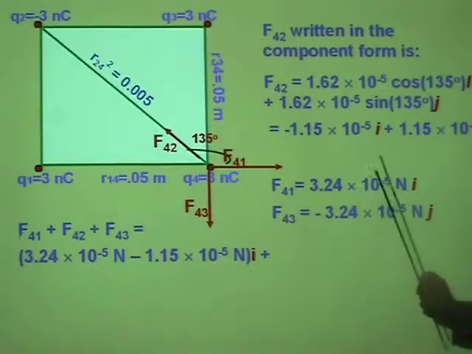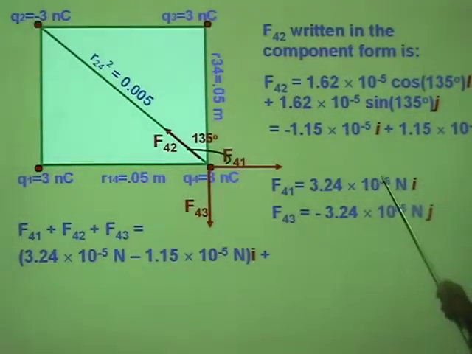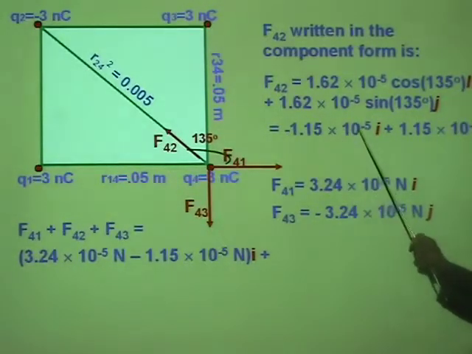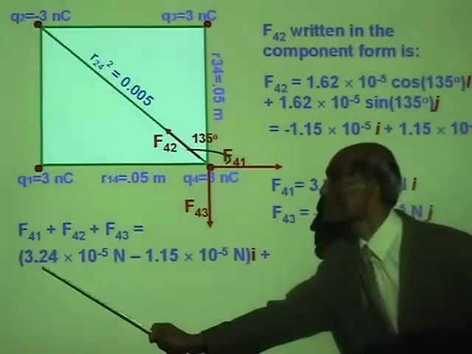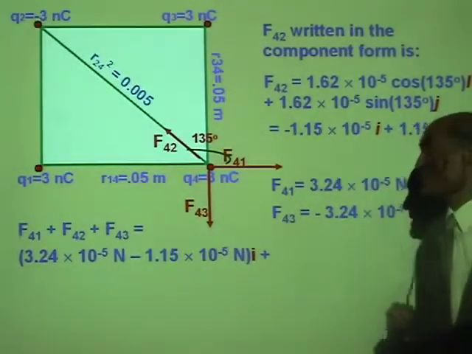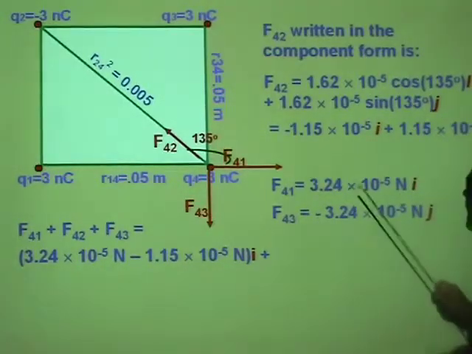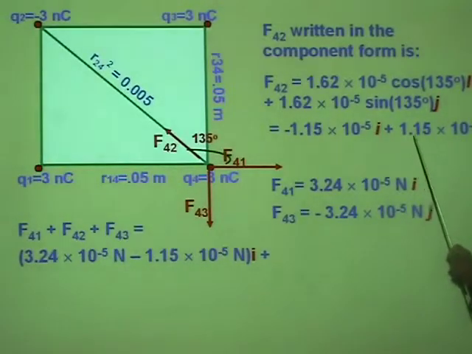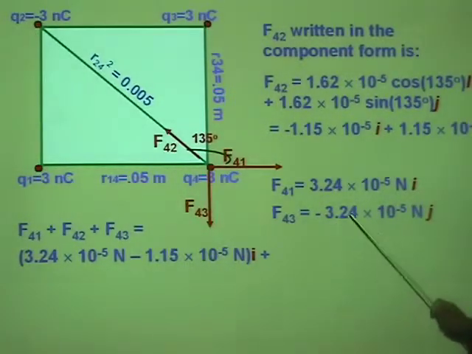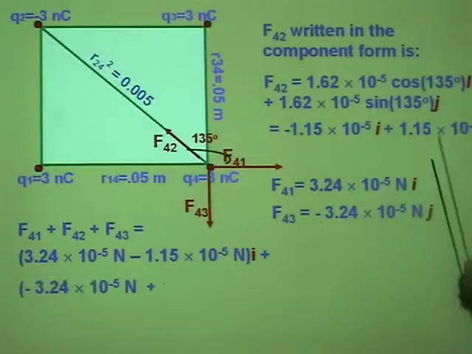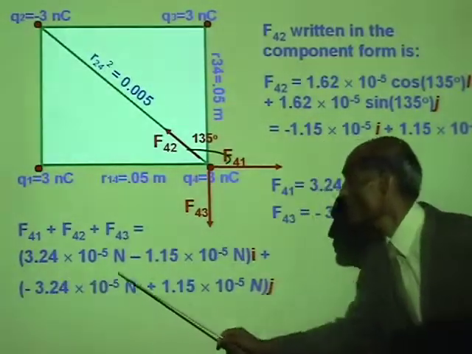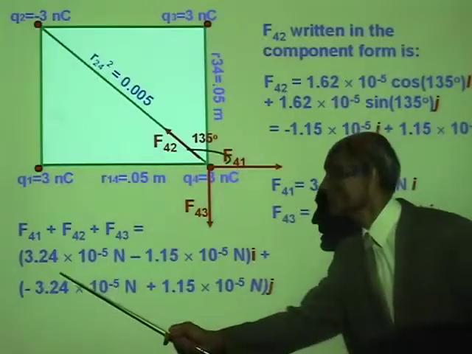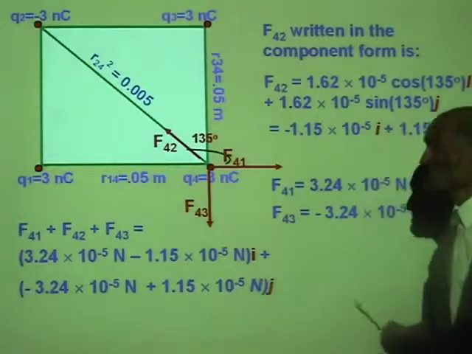See what I have done? It'll be 3.24 times 10 to the negative 5 Newton I minus 1.15 times 10 to the negative 5 I. I put the i's together, it's easy to add them. Plus, now add the j's, the y components. It will be 1.15 times 10 to the negative 5 minus 3.24 times 10 to the negative 5 j. There. This is the net x component and this is the net y component.